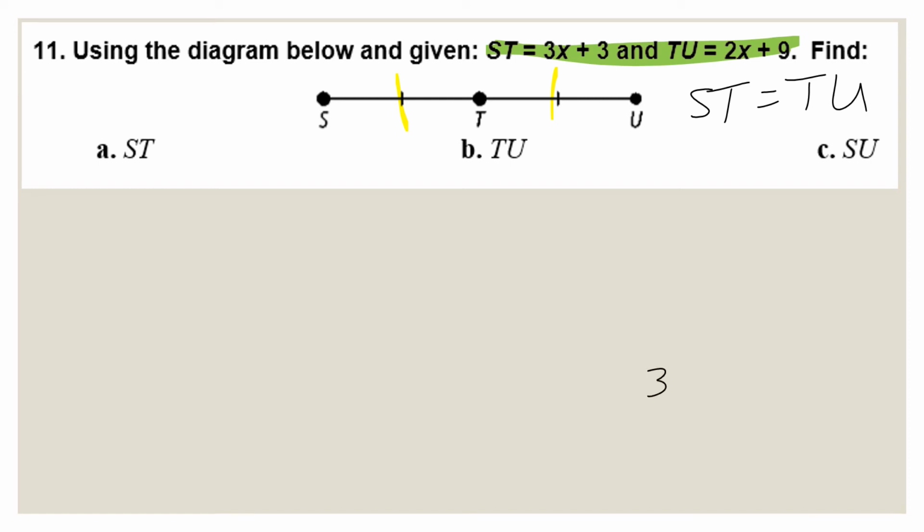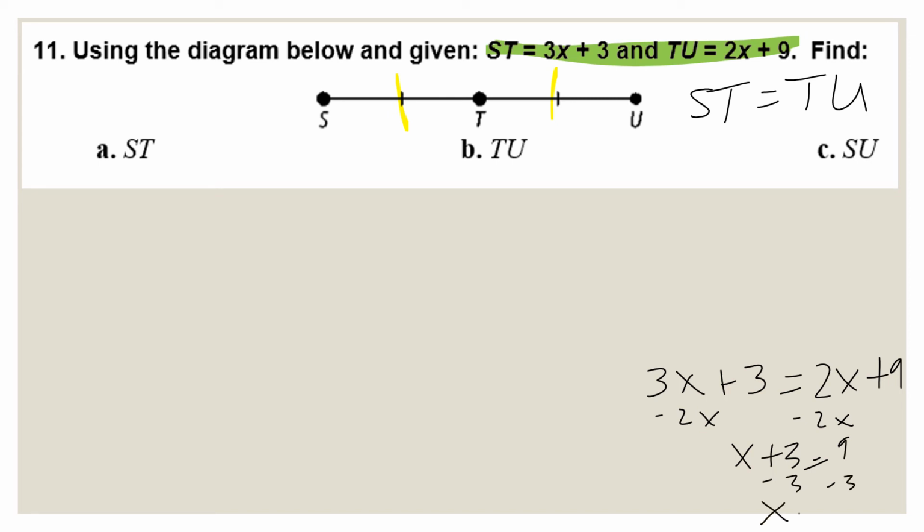So I have 3x plus 3 equals 2x plus 9. So I'm going to subtract 2x from both sides. I get x plus 3 equals 9. And then I'm going to subtract 3 from both sides, and I get x equals 6. So now that I know x equals 6, I can just plug it in for a, b, and c to find those answers there. Some of them I'm not even going to have to plug in because I know with these theorems and postulates that I can do less work here.